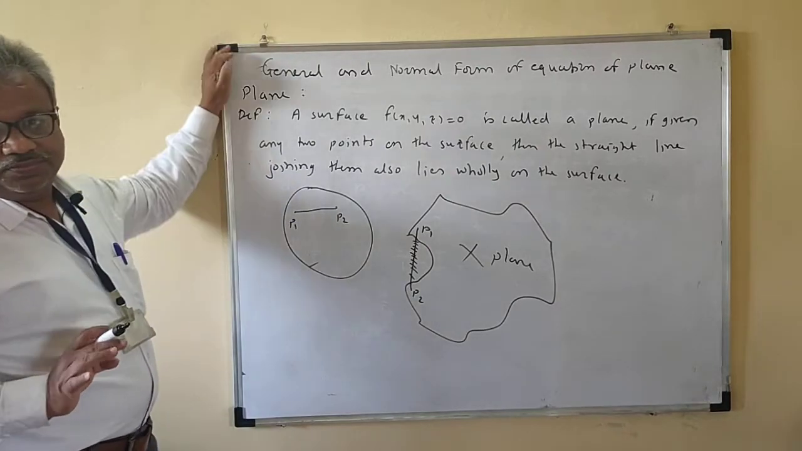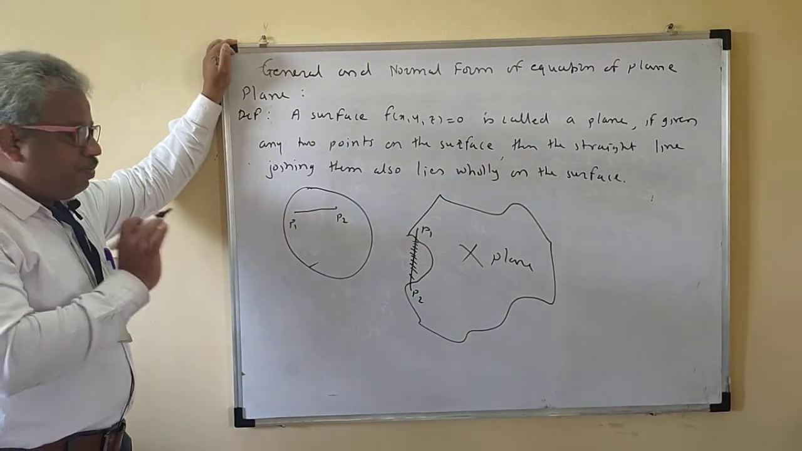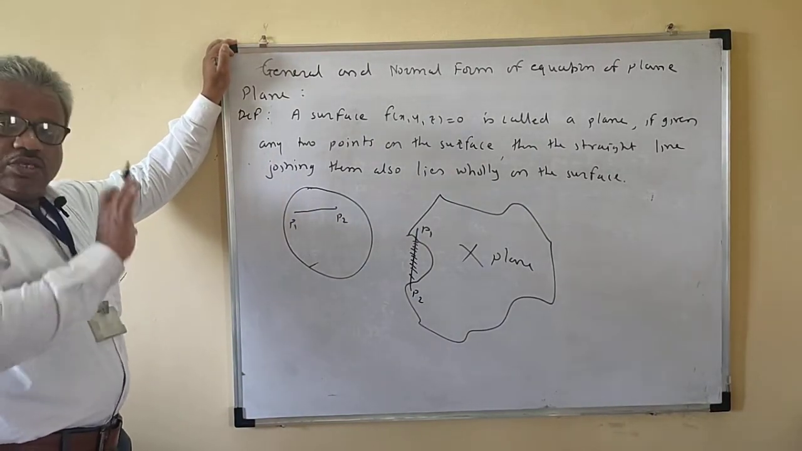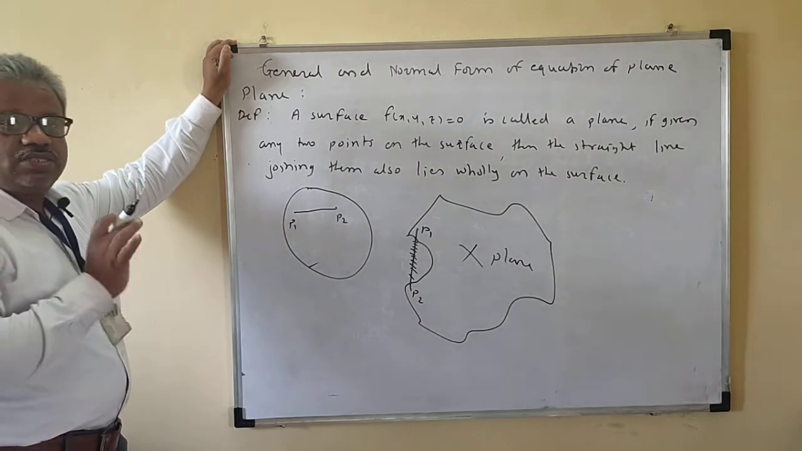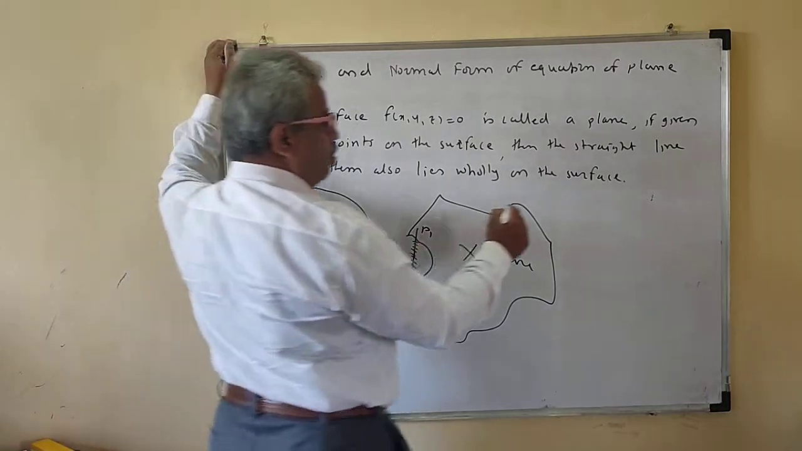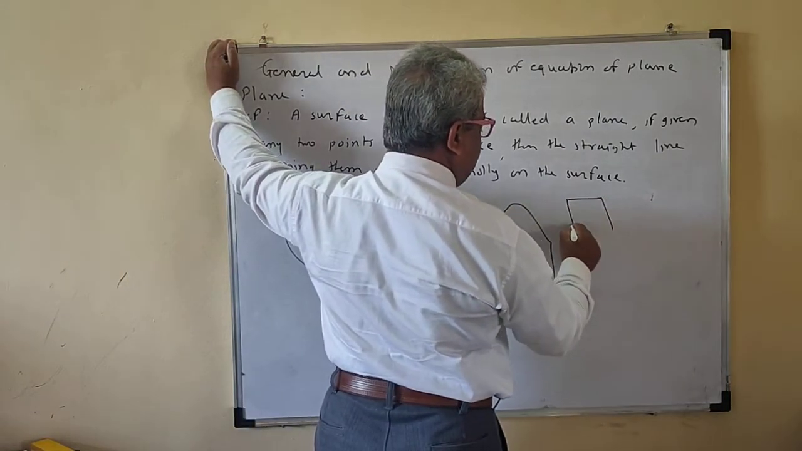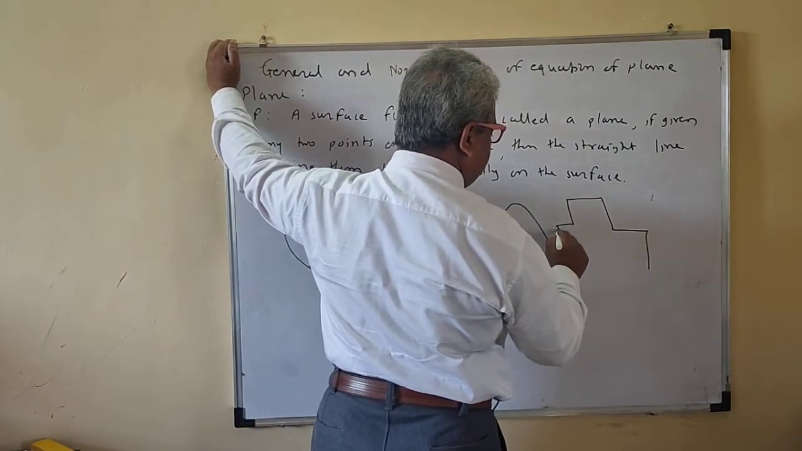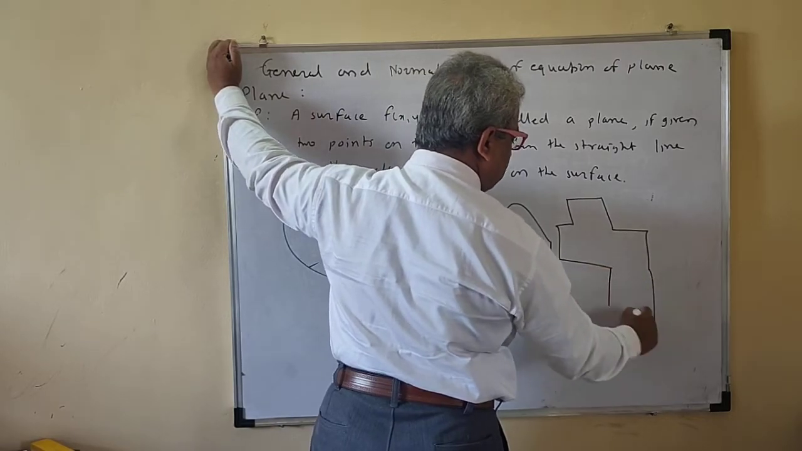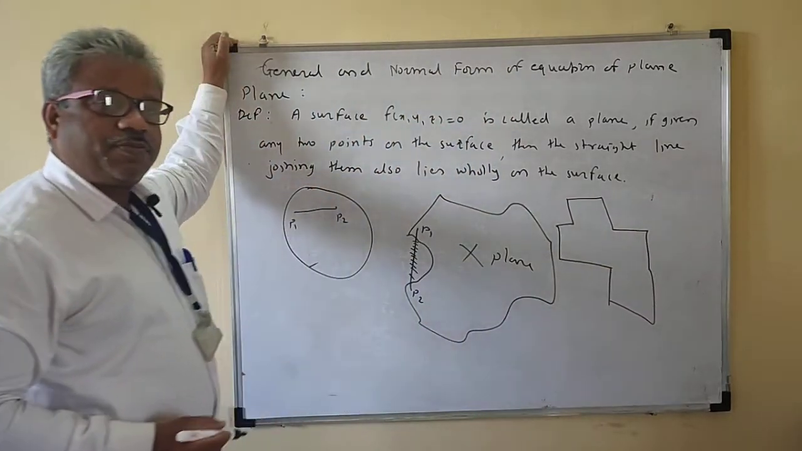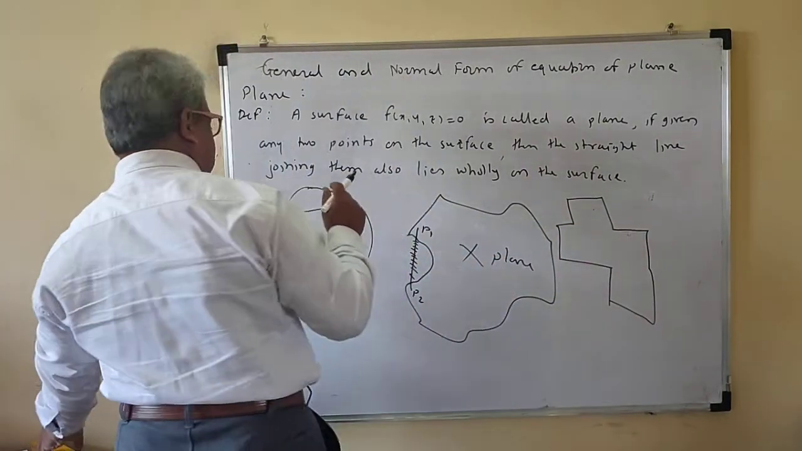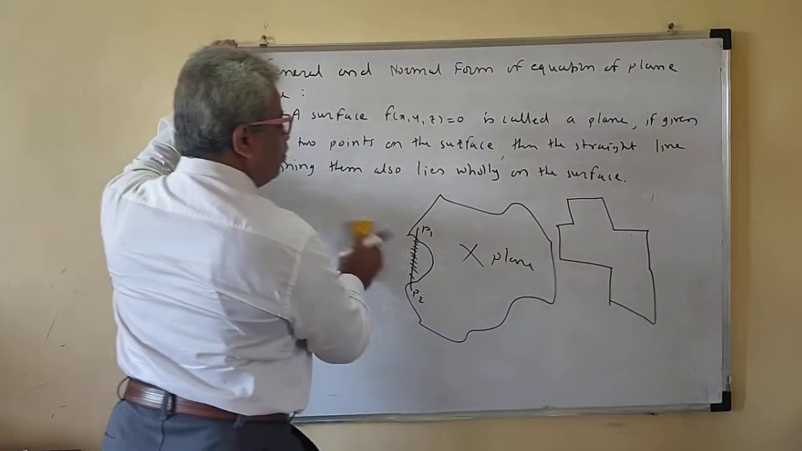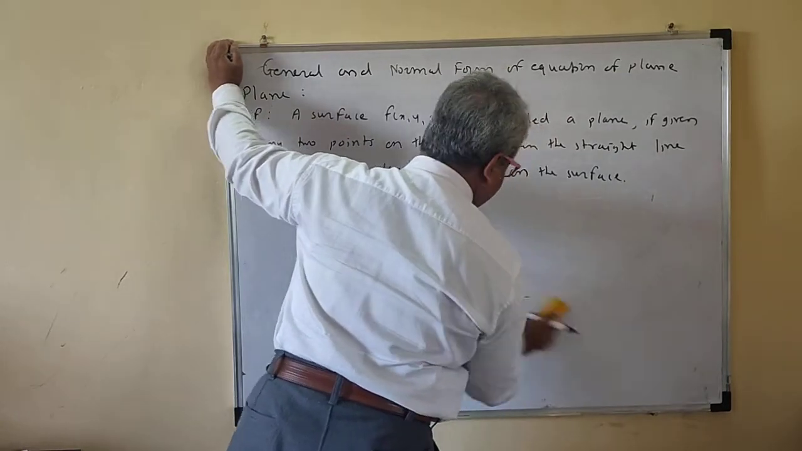Now this is a plane. Take any 2 points wherever you want, and that segment lies wholly in that surface. Then such a surface is called a plane. Suppose this is a polygon like this. Is it a surface? No. Is it a plane? No, this is not a plane. If you draw it like this, this is not a surface, so this is not a plane.